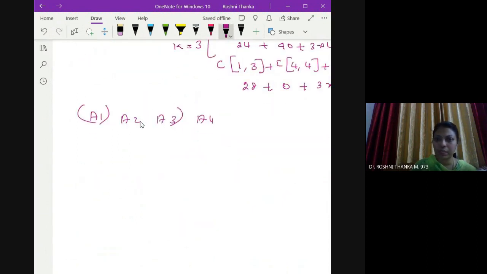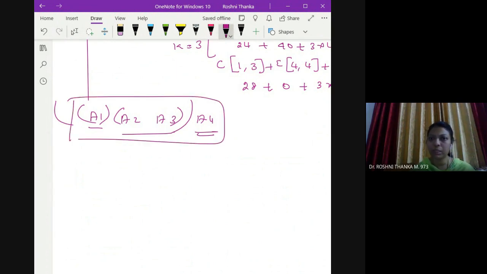So first we can understand, first we have to do this 2. So this 2 will be done, and then A1 and A3 will be done because we did already a parenthesis here. The final answer will be multiplied with A4. So this parenthesization will help us to find the minimum cost.